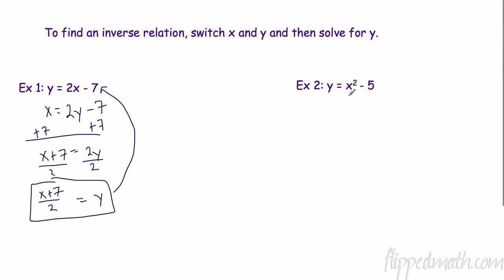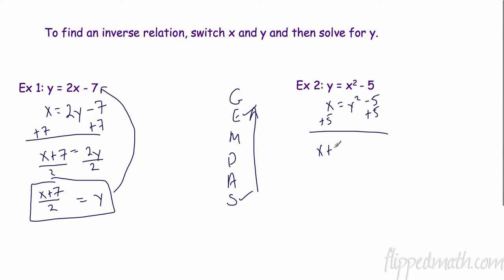Alright, let's try this one. It's a little bit more tricky. I'm going to check x equals y squared minus 5. And remember, if you're not sure how to solve these, when you solve equations, you're always working backwards. So we have exponents, we have subtraction, we're working backwards. So we have to undo subtraction first. I'm going to add 5 to both sides. So now I have x plus 5 equals y squared.